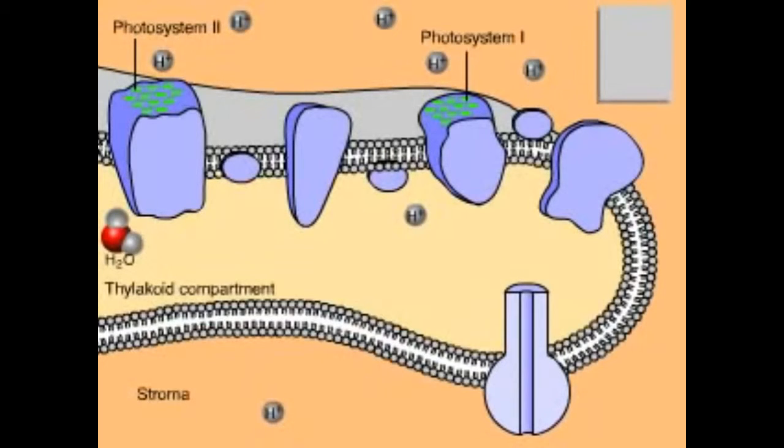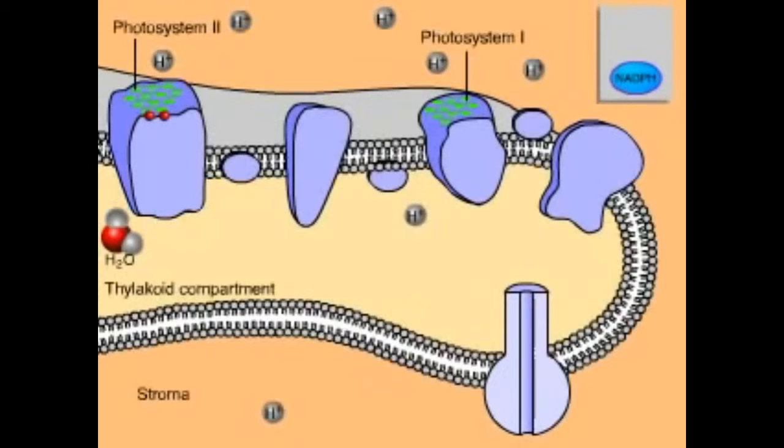Photosystems consist of arrays of chlorophyll molecules. Chlorophyll, the green pigment of leaves, absorbs light energy. The absorbed energy excites electrons to a higher energy level. Energized electrons from photosystem 1 are passed down an electron transport chain and added to NADP+ to form NADPH.